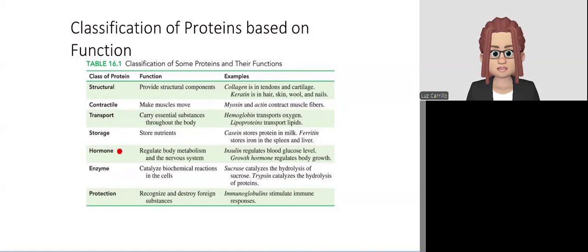Some proteins can be hormones because they regulate the body metabolism. Some can be considered enzymes because they're going to catalyze biochemical reactions, and some are involved in protection because they recognize and destroy foreign substances. In table 16.1, you can see examples of each of the classes of proteins.